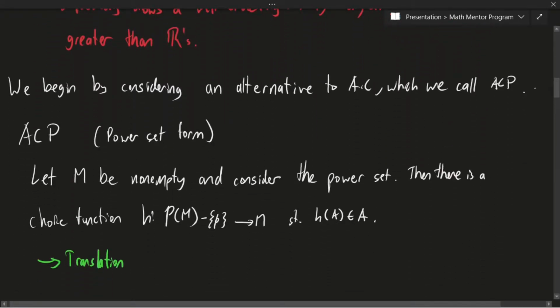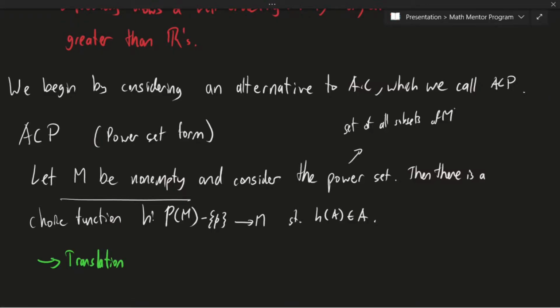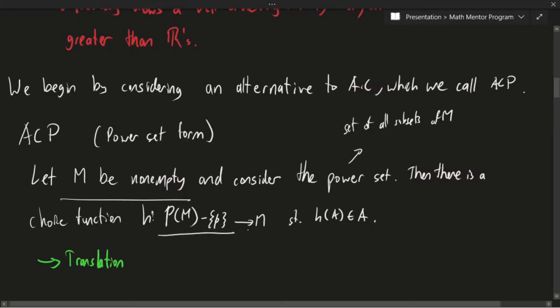So we'll prove that well-ordering implies the axiom of choice by first considering an alternative to the axiom of choice, which we will call ACP from now on. And what we mean by ACP is just the axiom of choice, but in its power set form. So here's the statement. Let M be a non-empty set and consider the power set. Remember, the power set is the set of all subsets of M. Then the power set form of the axiom of choice tells us that there is a choice function that takes us from this thing to this thing.